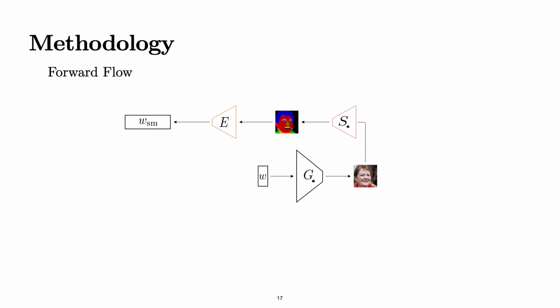Given a latent code W, which is randomly sampled from StyleGAN's latent space, it is first fed to the StyleGAN generator G and subsequently provided to the segmenter S and embedder modules E, resulting in the semantic code WSM. We use a frozen DeepLab module as the segmenter module, and the embedder's role is to embed the semantics into a latent vector WSM.